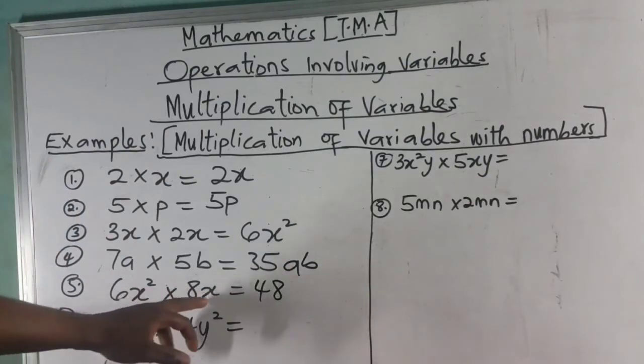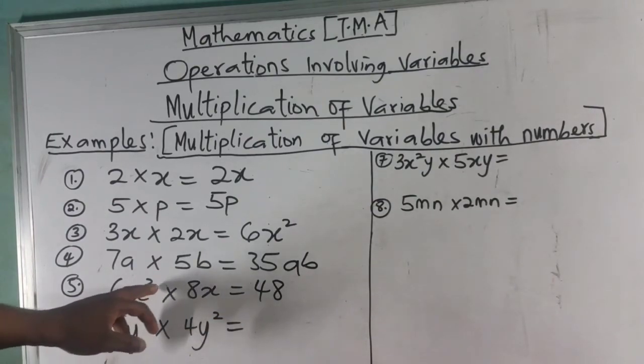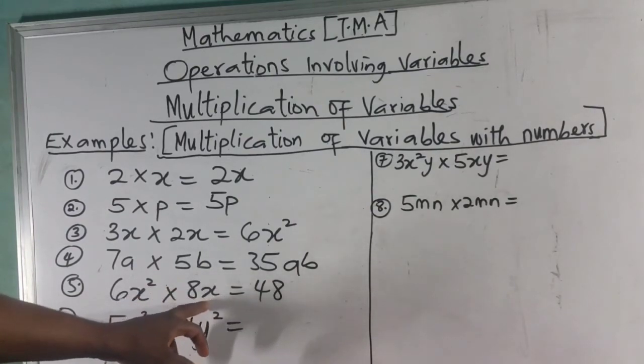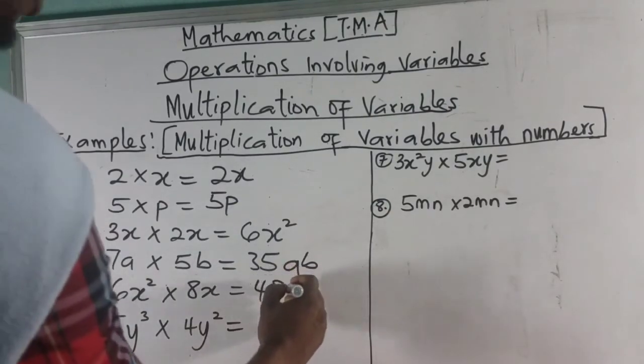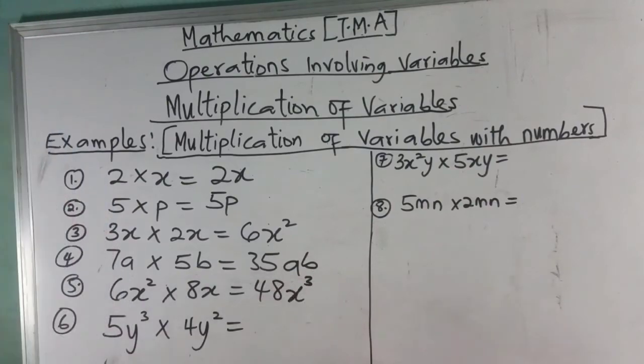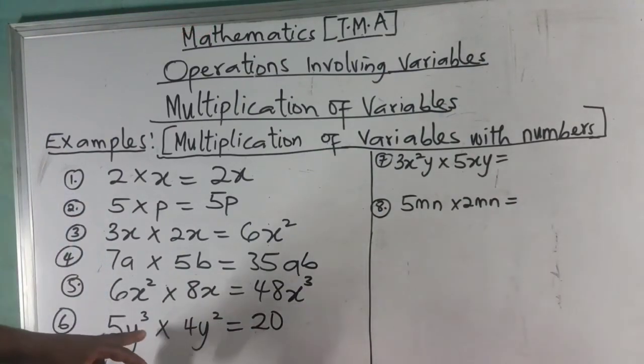Then x squared times x, the same variable. So this is x squared 2 times and 1 times. You pick one of the x, then it has to use this to represent it as number of times it shows. Then this one is 5y cubed times 4y squared. This one is, you multiply the numbers first. We have 5 times 4, that is 20. You write 20.